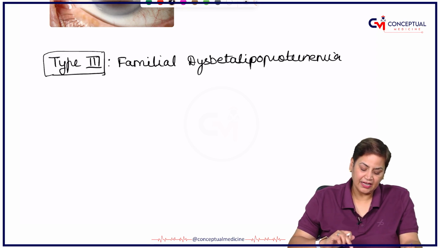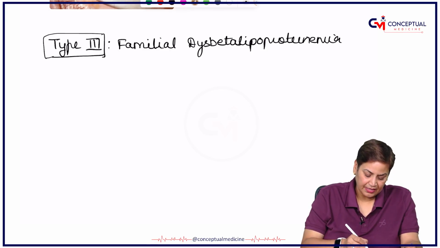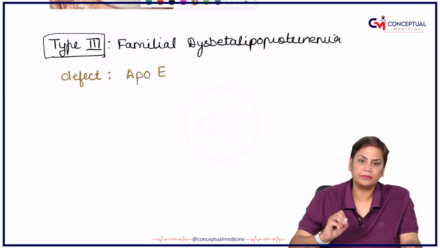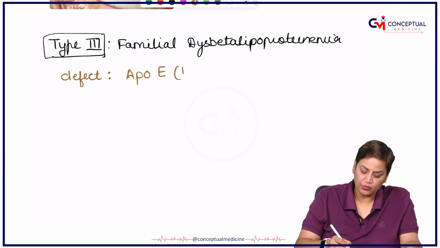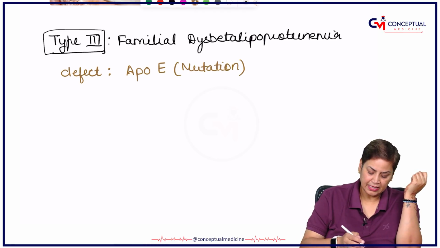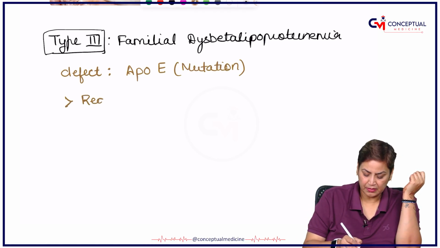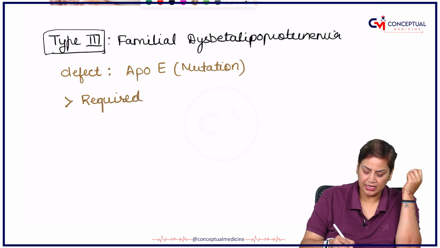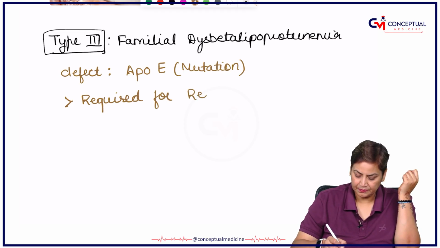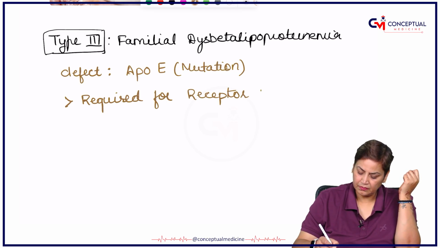What happens here is, if we talk about the defect here, the defect is Apo E. Apo E undergoes mutation. Now, if we talk about the function of Apo E, it is required for receptor mediated endocytosis, isn't it?